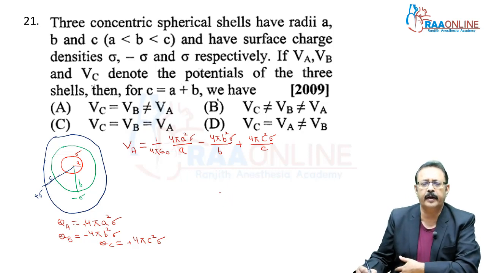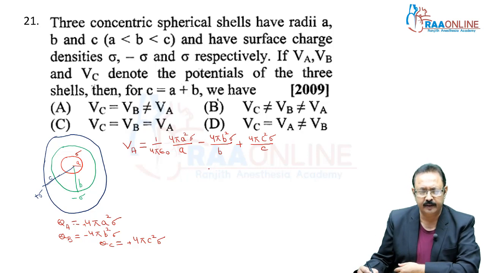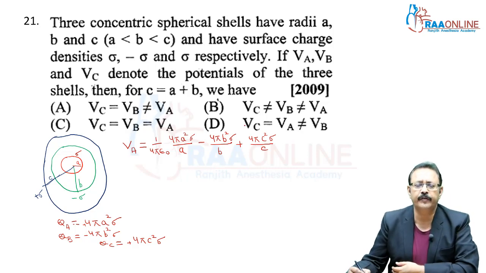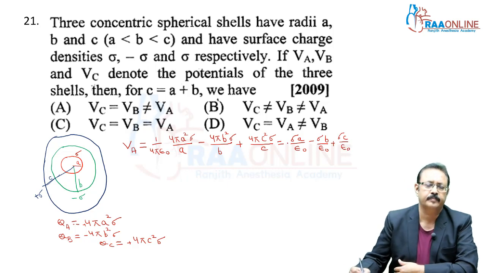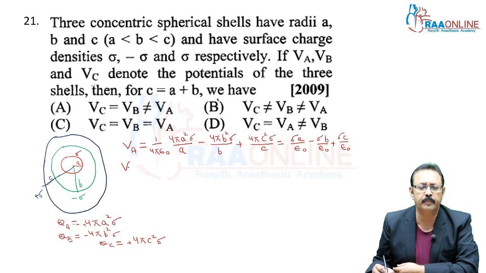You can cancel 4π and a and c. So what we are getting? We are getting 4π cancel out, 1 a is cancel out, σa upon ε₀ minus σb upon ε₀ plus σc upon ε₀. Now we will calculate the electric potential of B.